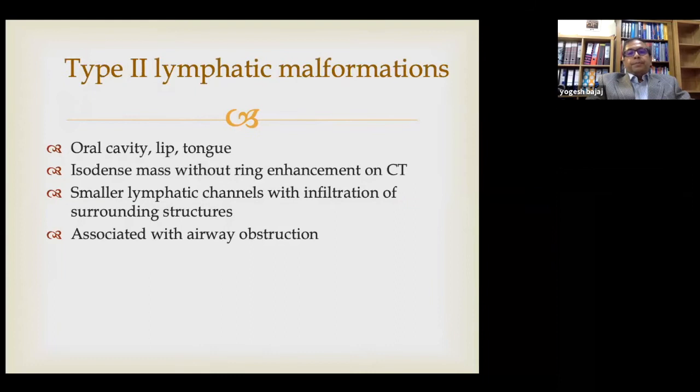Okay, so moving on. Type 2 lymphatic malformations luckily are rare, but they're very difficult to treat as well. Usually in and around the oral cavity, lips, tongues. There's no ring enhancement here on the scans. These are much smaller lymphatic channels, but depending on anatomically where they're placed, they can be associated with airway obstructions.